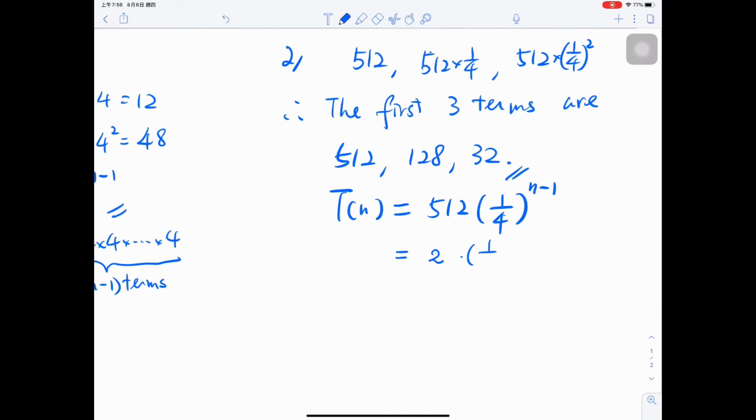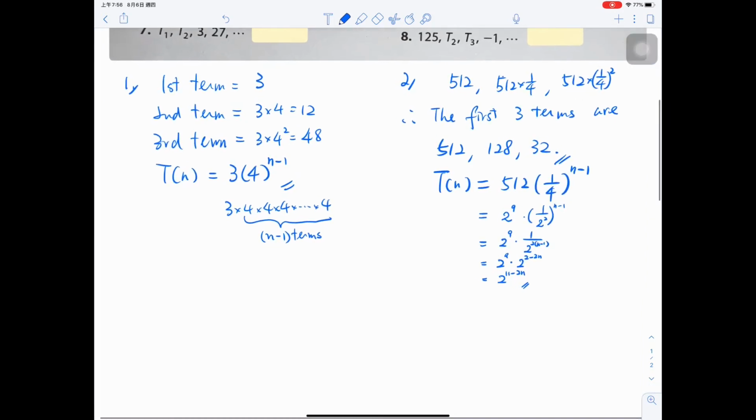And how about this one? Yeah, you know that this one is easy. 1 over 4 means 1 over 2 squared. Here is 2 to the power 9. So as a result, 2 to the power 9 times 1 over 2 to the power 2 times n minus 1. That means 2 to the power 9 and then 2 to the power 2 minus 2n. As a result, 2 to the power 11 minus 2n. Okay? So remember to simplify if they have the same base.